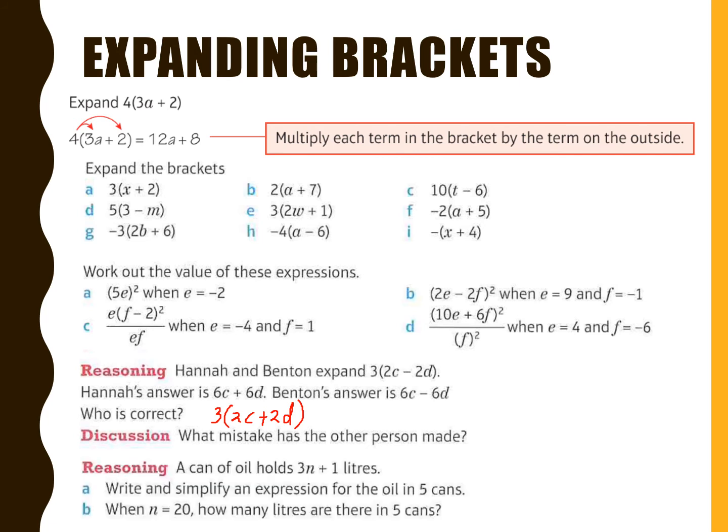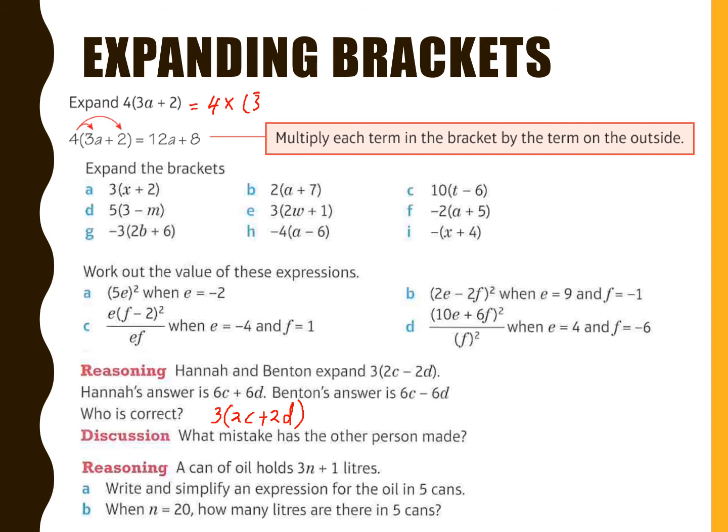Okay, so there's another reasoning question there. A can of oil holds 3n plus 1 liters. Write and simplify an expression for the oil in 5 cans. So this is just one can. So what do you do when you have 5 cans? You multiply them. So 5 times 3n plus 1. Basically, this just means 4 times 3a plus 2, and this can be written down this way. As mathematicians, we don't like to use a lot of writing, but this is what this is.